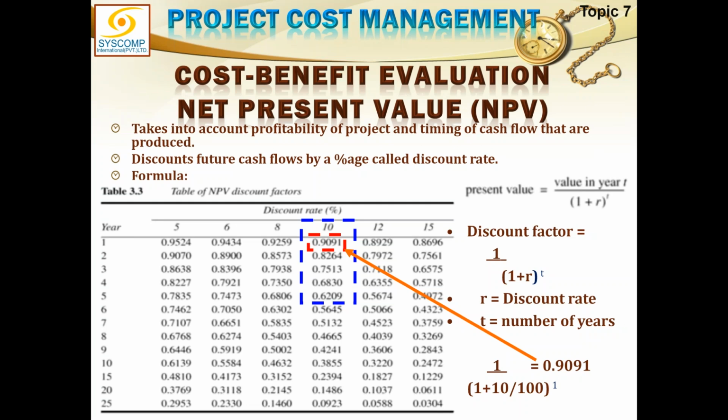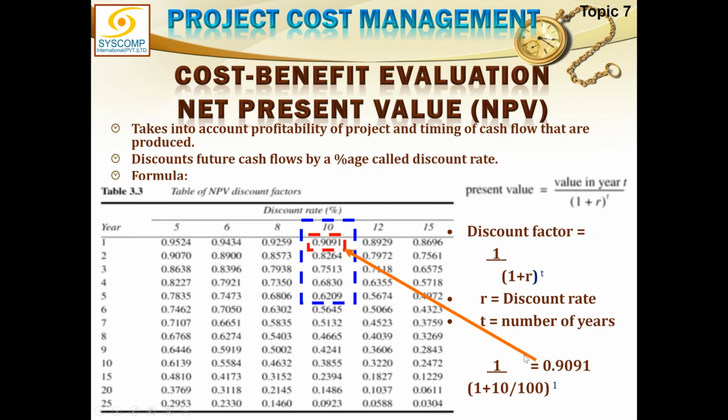So whatever is the discount rate percentage, according to that, I will look at this table, or I will calculate the formula, whatever. There are two separate methods. I can do it both ways. Same value I will get both ways. That will give you the worth of that money today.